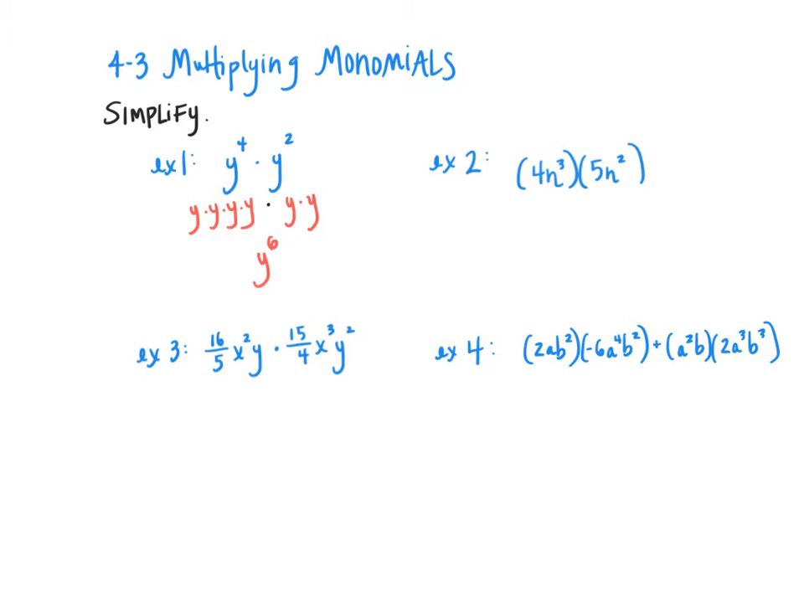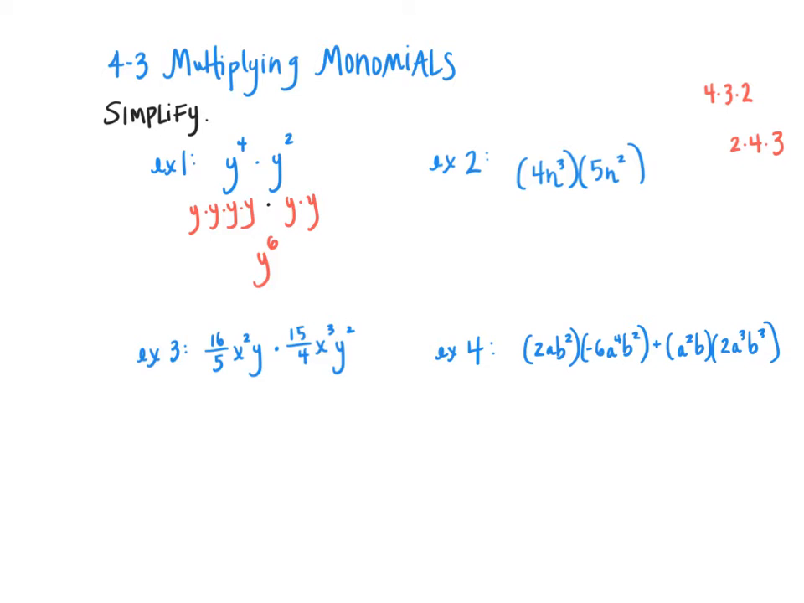Look at example 2. Example 2 has some coefficients, some numbers in front of your variables. Now, we have talked already about the commutative property. If we do, let's say, 4 times 3 times 2, we're going to get 24. And we could choose to do 2 times 4 times 3. Doesn't matter what order we multiply in. Those numbers can change places, and we're still going to end up with 24.